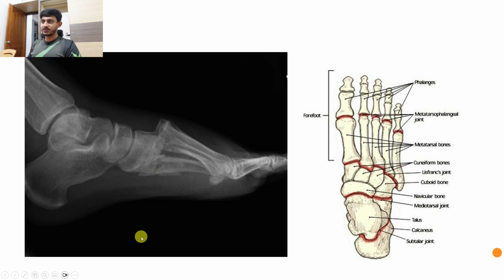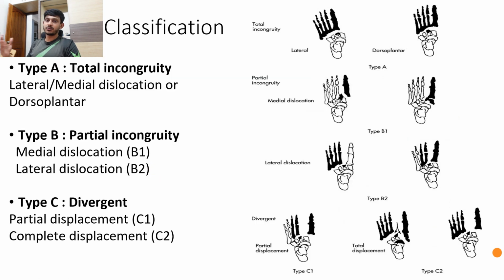Here, as you can see, only the first and second ones are displaced. The third and fourth are still in their normal position. So this is not an example of total incongruity, but I just showed you that X-ray to explain what dorsoplantar displacement meant. Coming to the second type, which is partial incongruity, which is divided into B1 and B2.